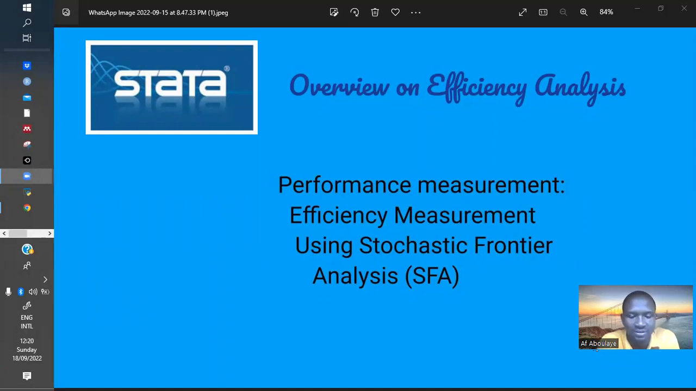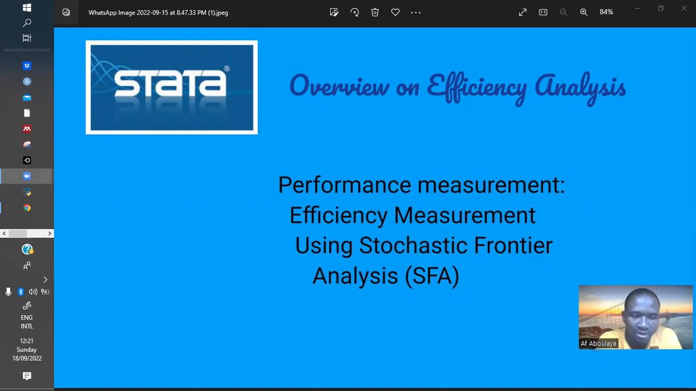Yeah, still in our series, we have talked about technical efficiency, Cobb-Douglas cross-section data, and translog cross-section data. Now we want to talk about a technical efficiency measurement using panel data.